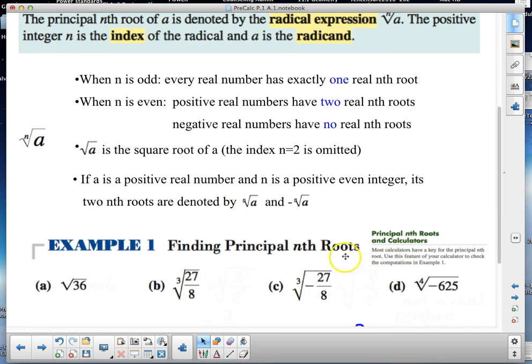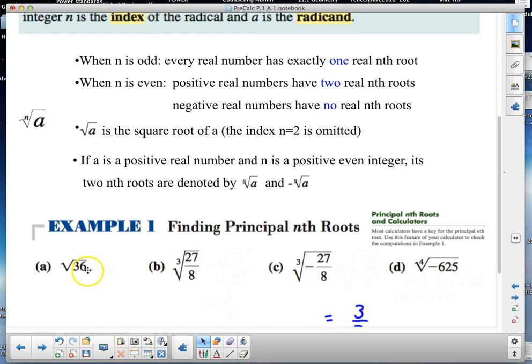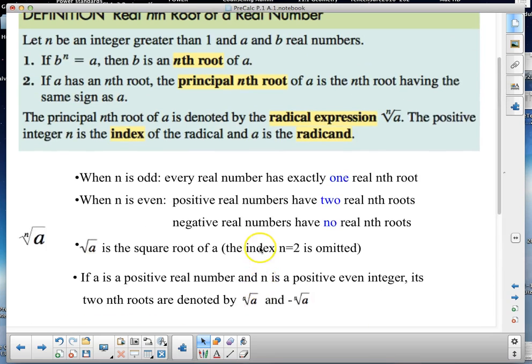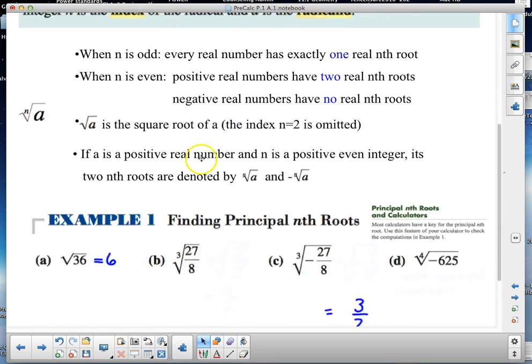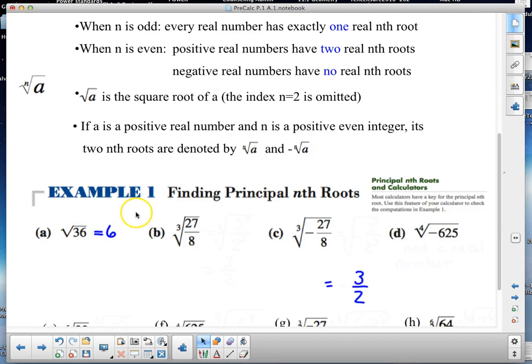Now, finding principal nth roots. Square root of 36, 6. Remember, the principal nth root of a is the nth root having the same sign as a. So if this is positive, so is this. Although, because it's odd, it could be a negative value. So now I just take 27, represent it as 3 to the third power, and 8 as 2 to the third power, and since the index is 3, a 3 comes out, and a 2 comes out, and it's 3 halves.